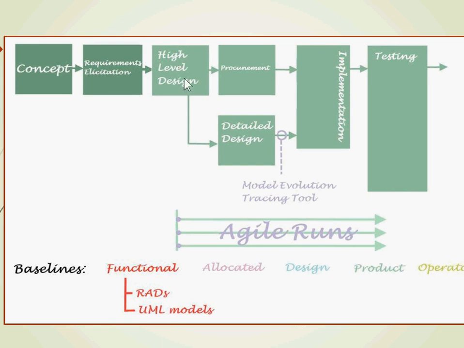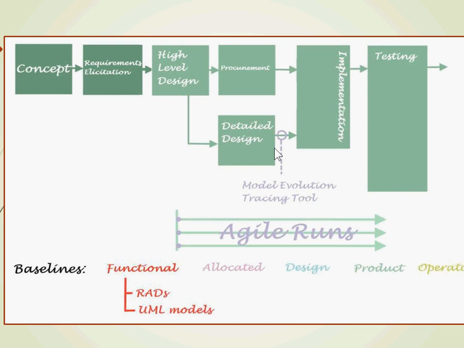You'll notice here we do high-level design, and then we have this extra phase called procurement. They don't really show this in the other life cycle models, but on a typical project, we write some of the software, but we also go out and procure software. So we added that in as a phase, and we're looking at trying to find model evolution tracing tools.